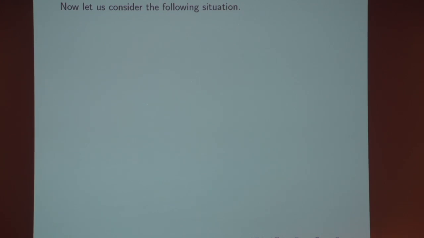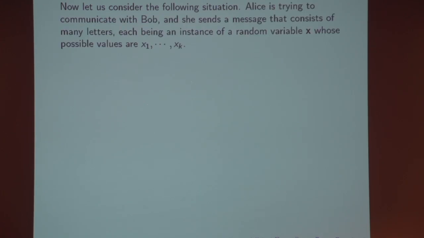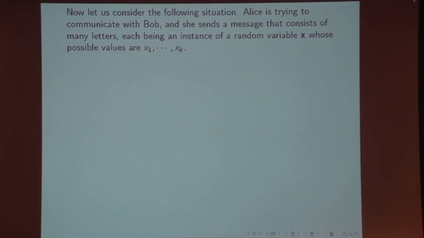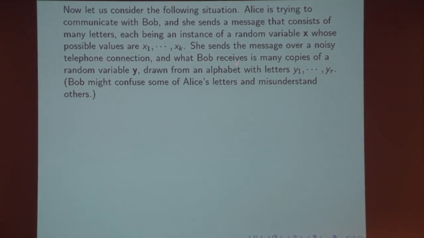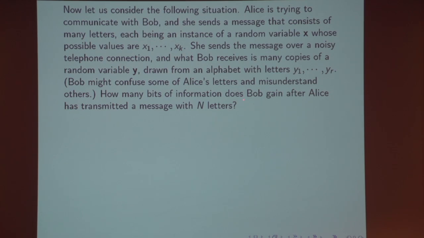Now let's consider a more sophisticated situation where Alice is sending a message to Bob through a noisy channel. So she sends a message that consists of many letters. Each is a random variable x whose possible values are x1 up to xk. But what Bob receives is many copies of a random variable y, drawn from an alphabet with letters y1 up to yr. Bob might confuse some of Alice's letters and misunderstand others. So there's some kind of mapping from what Alice sends to what Bob hears. How many bits of information does Bob gain after Alice has transmitted a message with n letters?